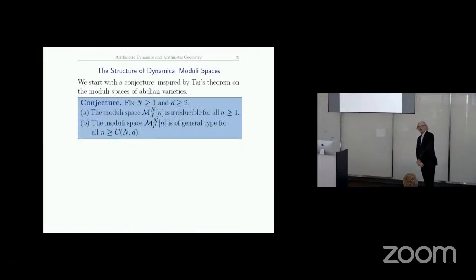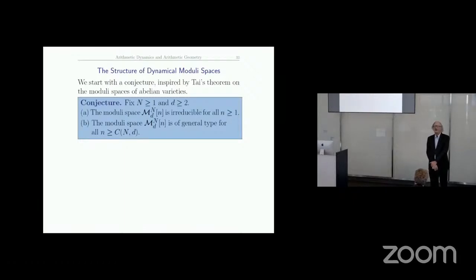So there's a theorem about moduli spaces of abelian varieties that says if you look at abelian varieties of high enough dimension, the moduli space is of general type. It's the most complicated kind of variety.